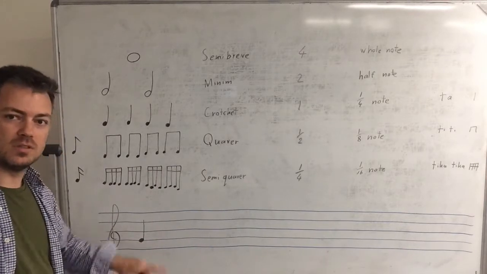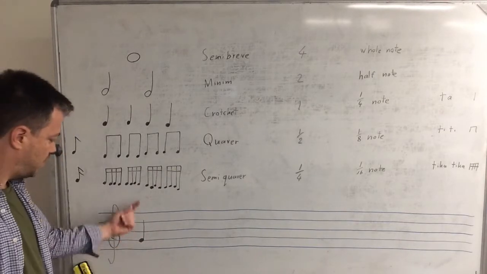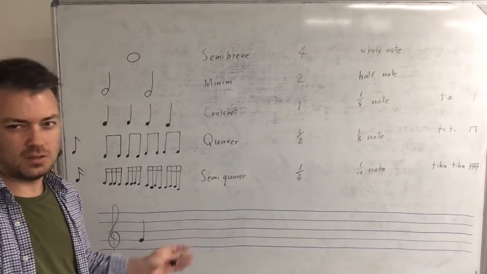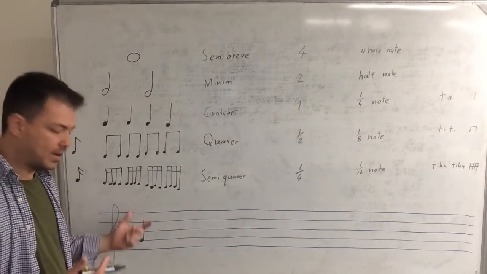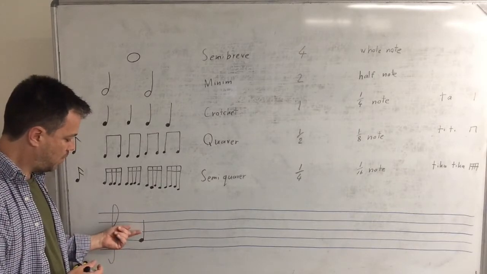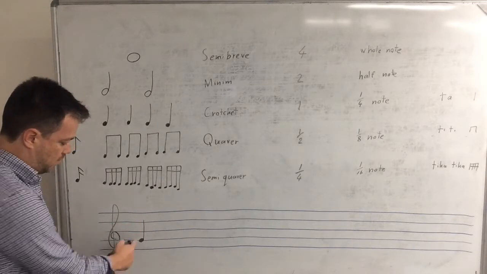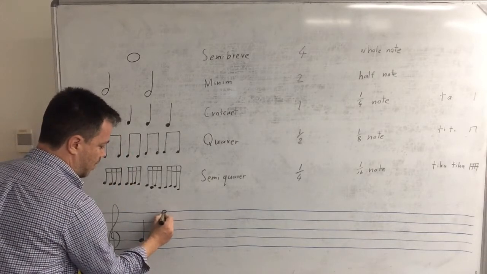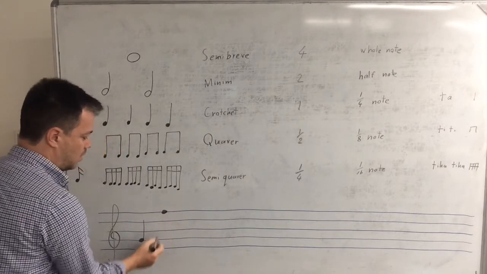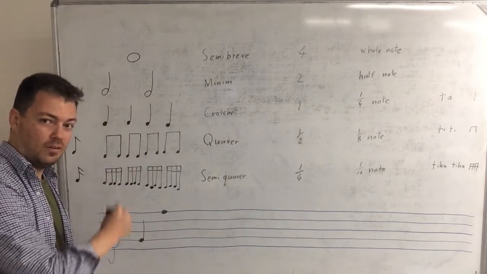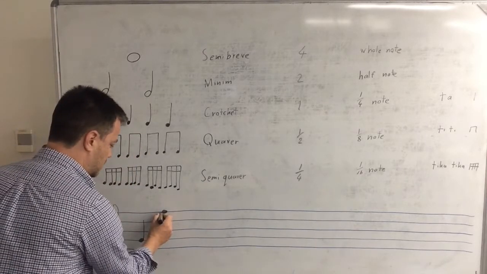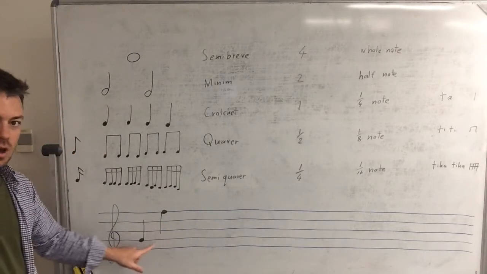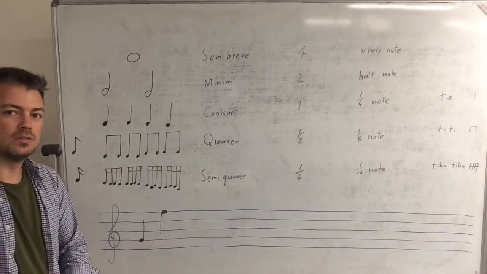But sometimes the stem goes the other way around. This is not a hard and fast rule, there are definitely exceptions to this. It's not always the case. But generally, if the note is below the middle line, the stem will go up on the right. If the note is in the top half, above the middle line, the stem goes down on the left, just to confuse us.